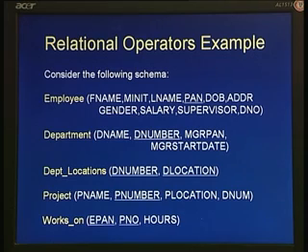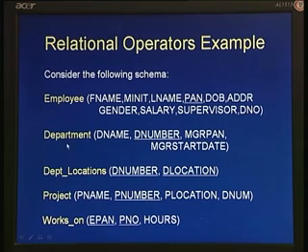So this slide shows a very small database schema comprising 5 different relations: employee, department, department locations, project, and works on. Okay. So employee is a relation that talks about details of an employee. It has the first name, middle initial, last name, the employee's PAN number, date of birth, address, gender, salary, the supervisor of that employee, and the department number where the employee works.